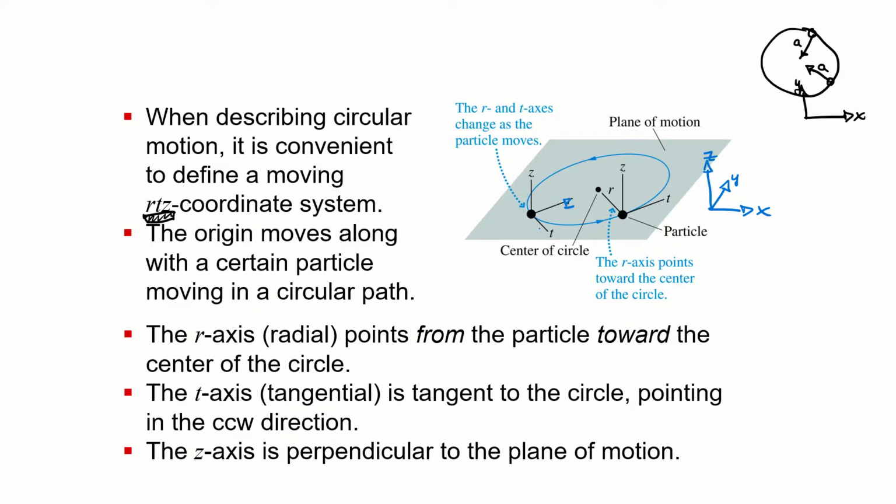Pointed towards the center of the circle, some T in the tangential direction, and then some Z direction that's perpendicular to that circle. And this coordinate system will move with that object. So when it's on that side of the circle, R is still pointed towards the center of the circle, T is still tangential, and Z is still in the Z direction.